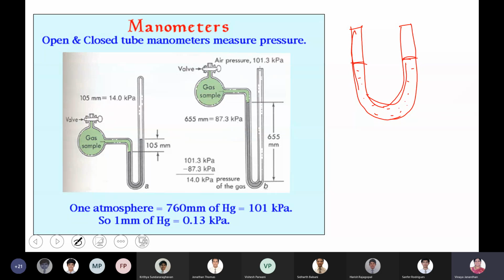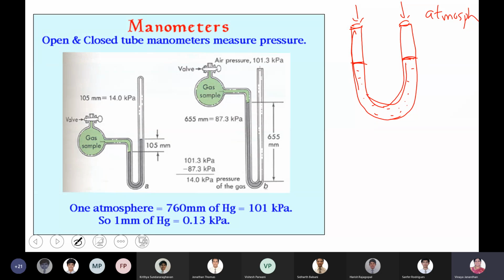Now look at this. Both ends of the limbs are exposed to the atmosphere, right? So in that case, the liquid level in both the limbs will be at the same level.